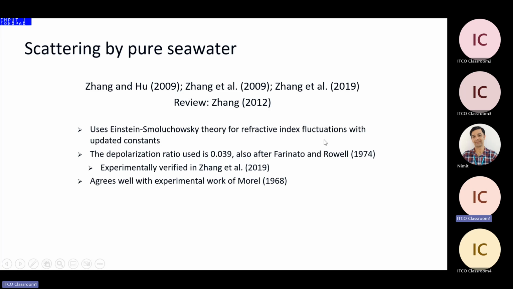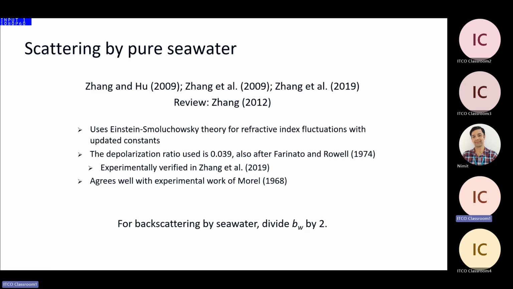The big update with his application of the Einstein-Smoluchowski theory that it's based on is that he used an important depolarization ratio. It's really all you need to know. It's the primary reason it's different from other publications like Morel 1974, which is widely cited. Morel used a depolarization ratio of 0.09, and Zhang, through work by Farinato and Roswell, 1976, made their own measurement showing it was 0.039, and it makes a big difference. It's about a 10% difference. So we think there's maybe about a plus or minus 2% possible error with scattering by pure seawater using this algorithm, which is very good.